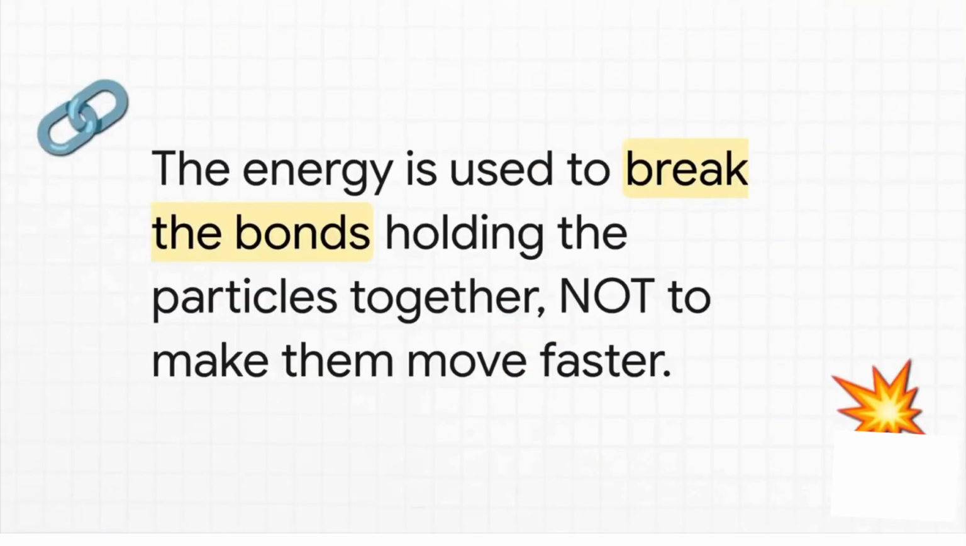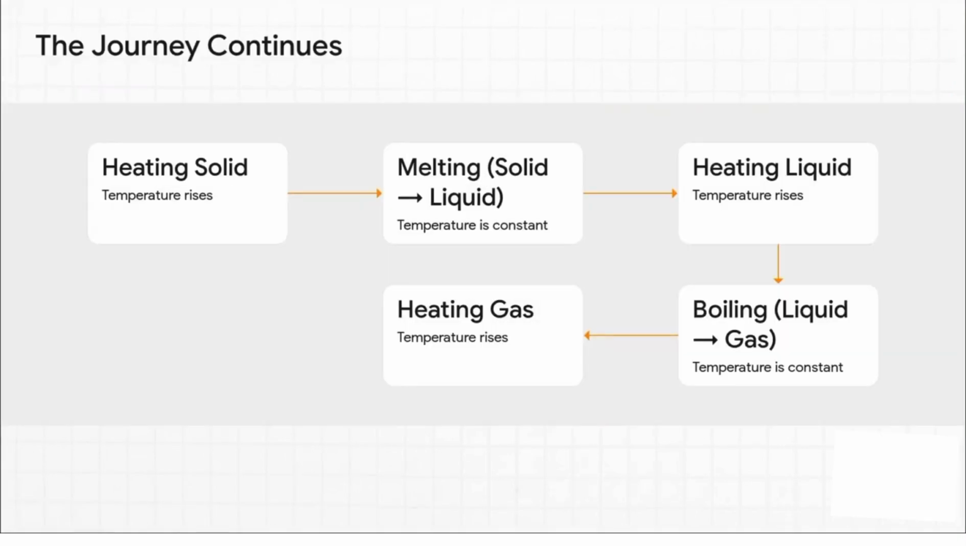Okay, here's the big reveal. That energy isn't making the particles move faster. Instead, it's being used for a completely different job. It's being used to break the bonds that hold the particles together. Think of it like this. The energy is being used to unlock the cage, not to make the person inside run faster. It's all going into increasing their potential energy by weakening those forces of attraction, allowing them to change from a solid to a liquid.